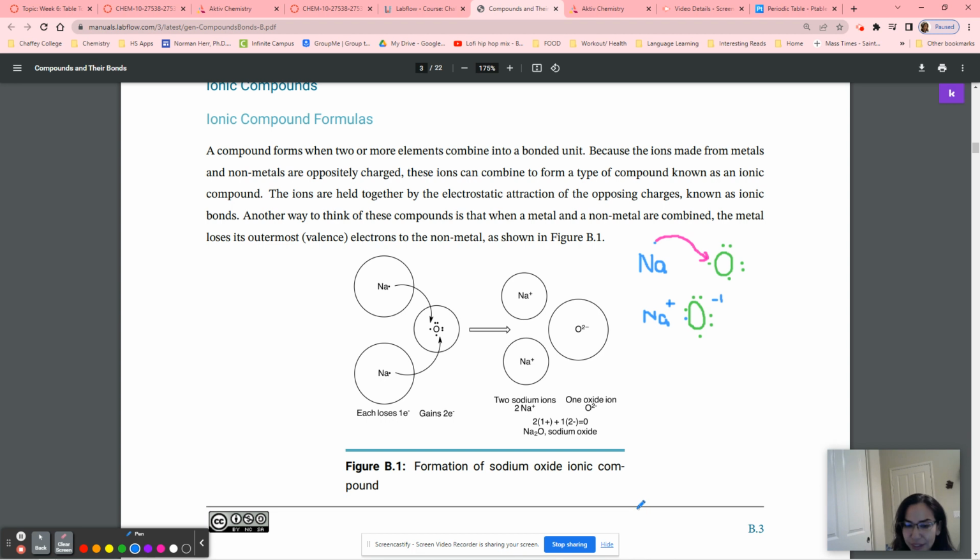Now we don't really see that because it's unstable. So what ends up happening is that another sodium is going to come, and all of this happens extremely fast. It doesn't take its sweet time and go one by one like we're doing it. They all happen around the same time. This sodium's going to come, and its valence electron is going to be attracted to oxygen because oxygen is more electronegative. So the electron is going to leave sodium and go to oxygen, and we're going to end up with that same thing.